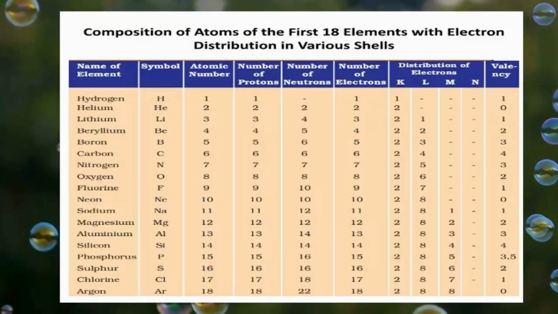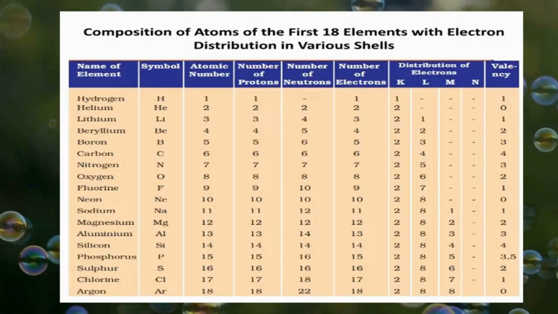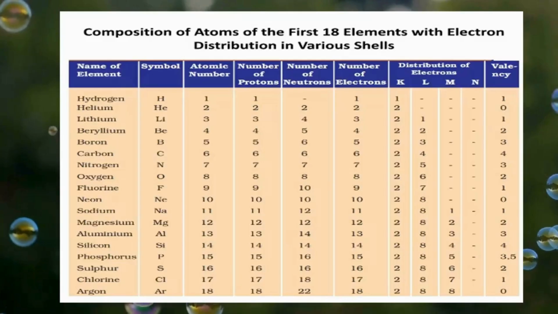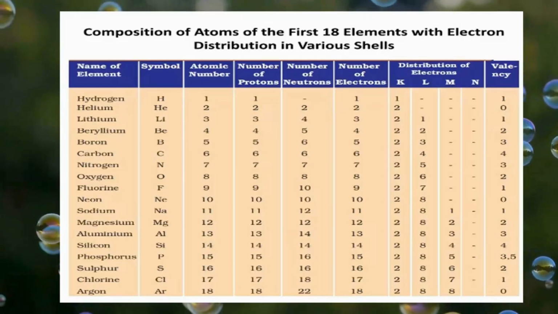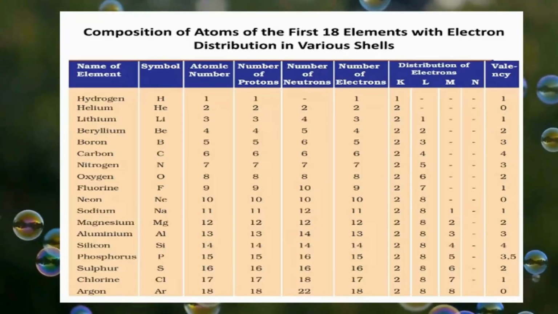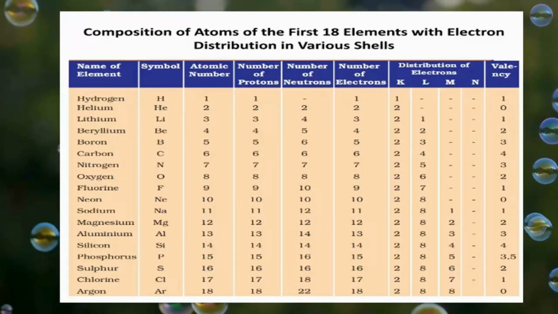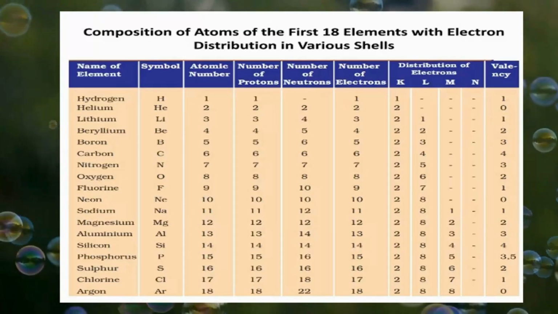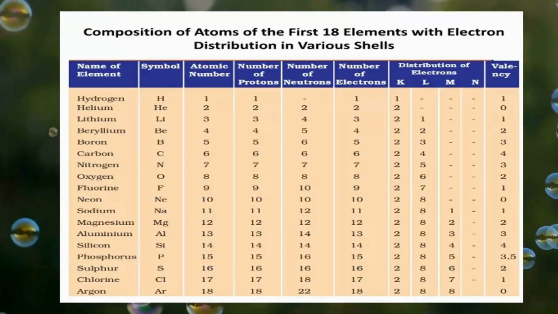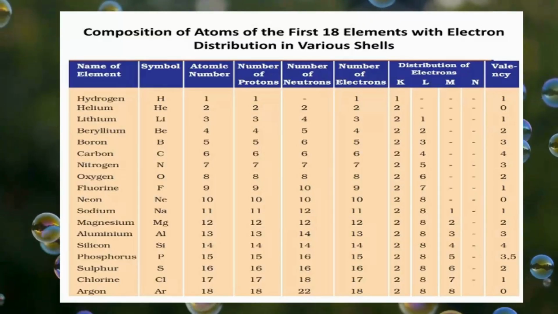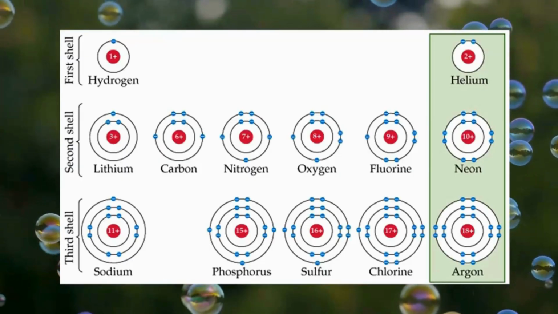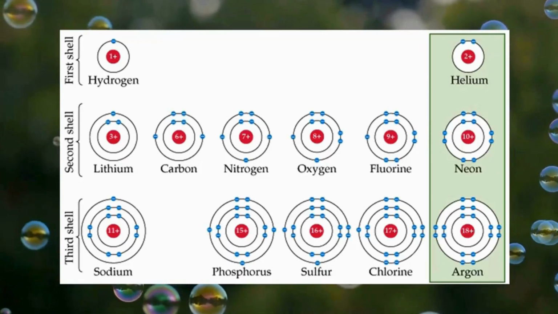Now, this shows the element and its symbol, the atomic number, and how the electrons are distributed in their energy levels. As I already told, the number of protons will always be equal to the number of electrons, and there will be change only in the number of neutrons. Here you can see the distribution of electrons according to the element. This picture shows the electronic configuration of 18 elements.